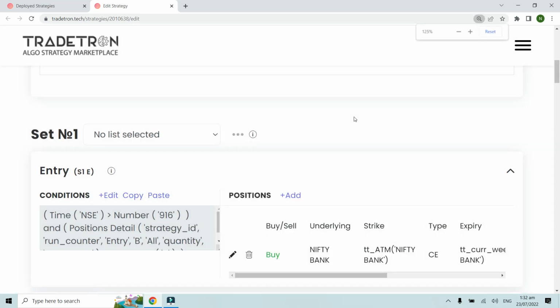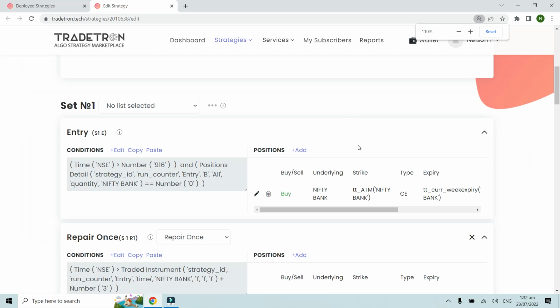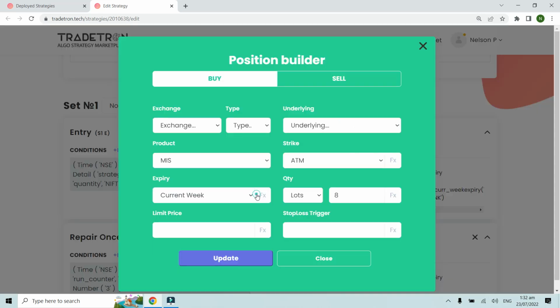Now we will go to the positions builder, that is this one. Over here in the positions builder, as we can see, we have taken a position in the ATM call option of Nifty Bank on an intraday basis, that is MIS, for the current week. In this case, initially we are buying 8 lots.